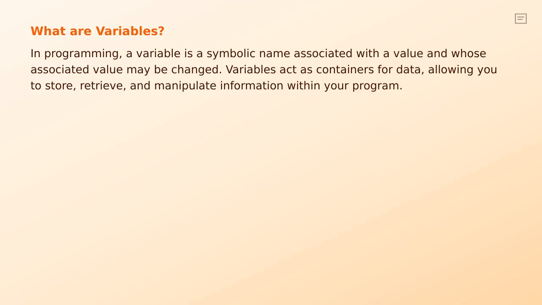Now we're on what are variables. In programming, a variable is a symbolic name associated with a value and whose associated value may be changed. Variables act as containers for data, allowing you to store, retrieve, and manipulate information within your program.